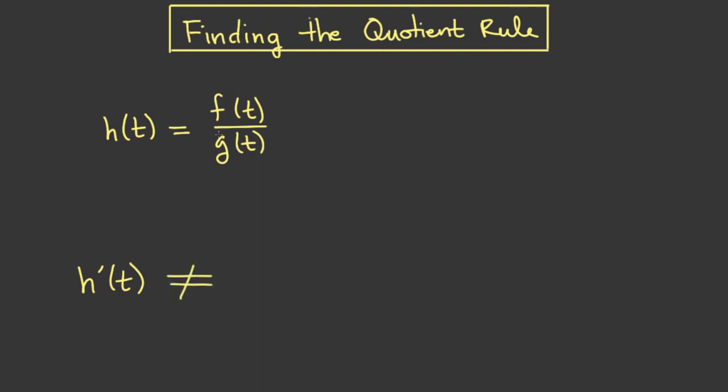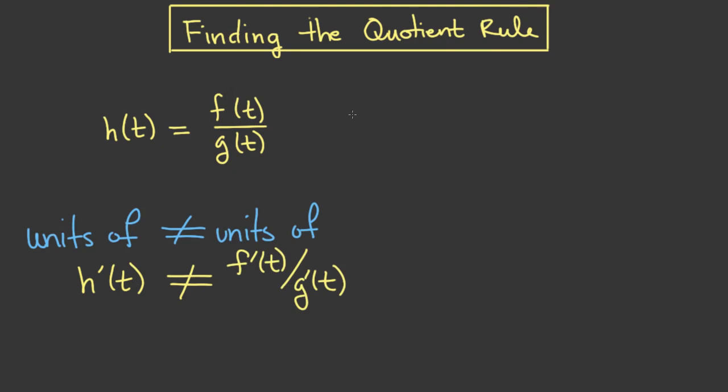can't be. We know that h prime of t is not equal to f prime over g prime because the units do not agree. So we're now going to outline the approach for finding the derivative of the quotient, which is going to be the same approach that we used in the product rule, but this time we're going to ask you to carry these steps out on your own.